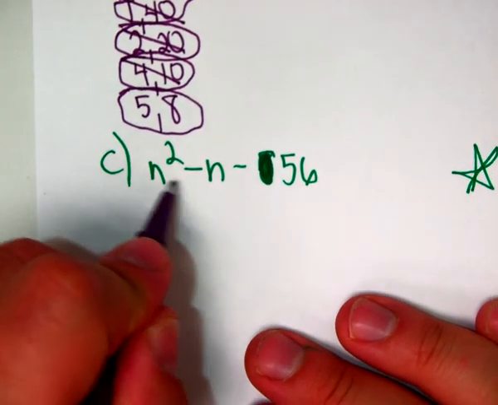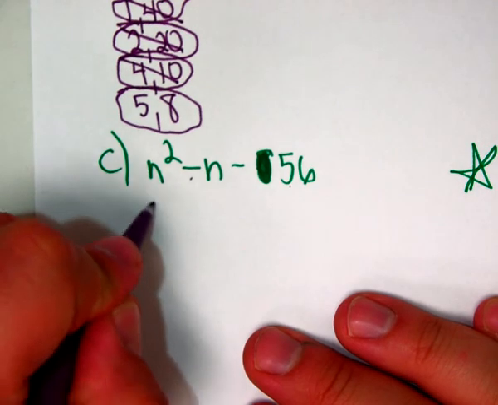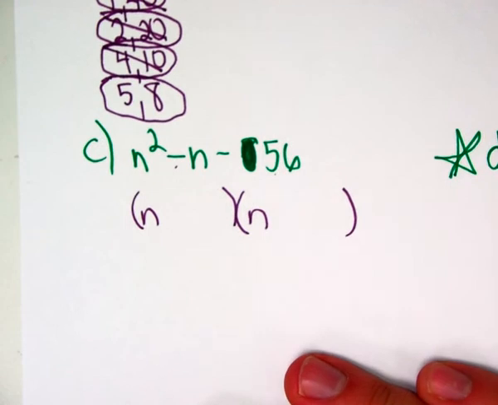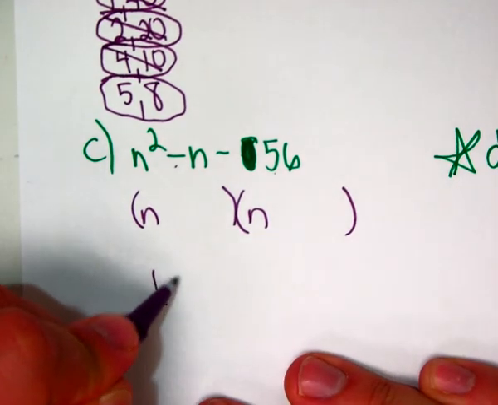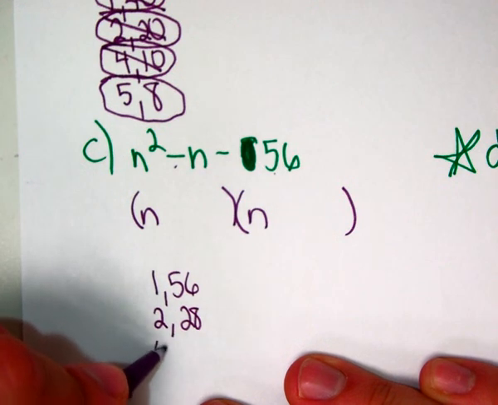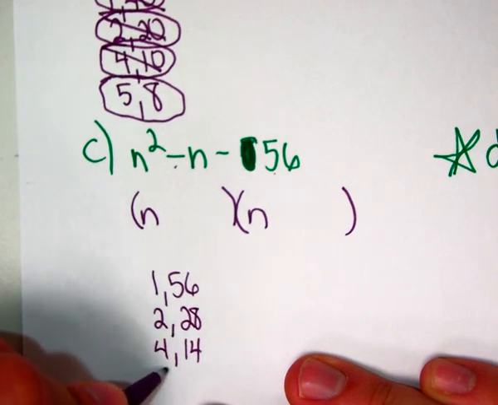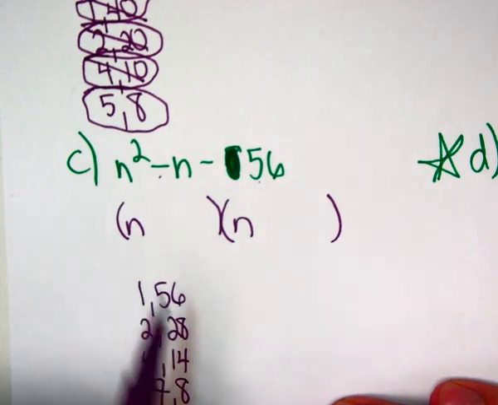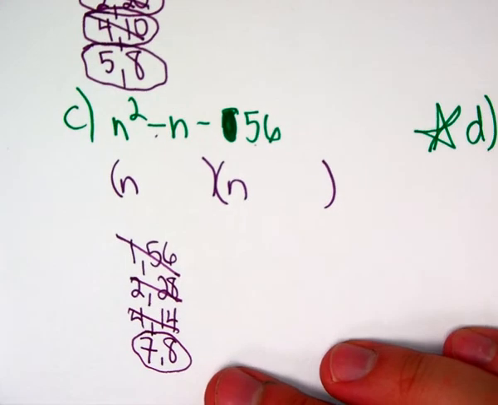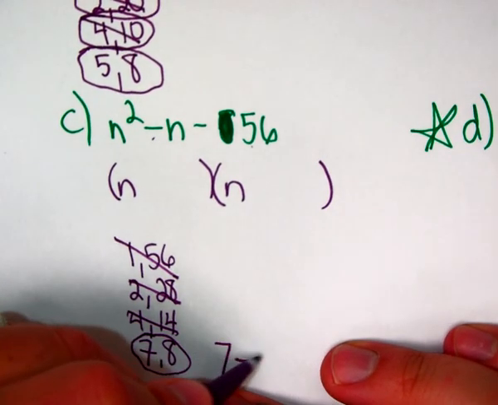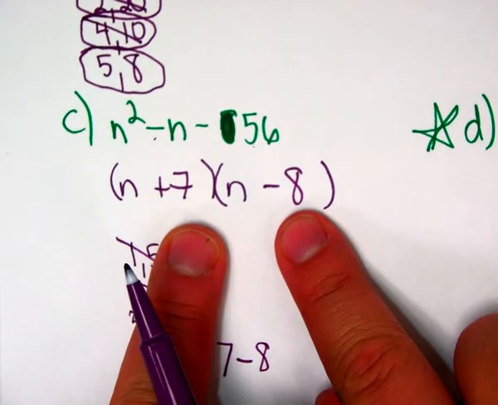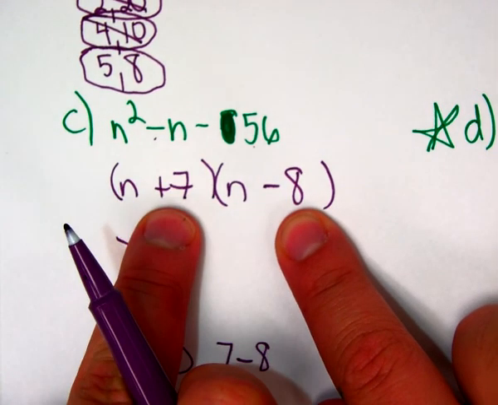So you have n squared minus n minus 56. Set it up. We've got n and n. What are the factors of 56 that will equal a negative 1? If we start listing out the factors, we've got 1 and 56, 2 and 28, 4 and 14, and 7 and 8. The only way to get a negative 1 is not by using any of the others, it's by using 7 and 8. So if I use 7 and 8 to get negative 1, I would do 7 minus 8. So let's write 7 minus 8. 7 minus 8 is negative 1. 7 times negative 8 is negative 56.